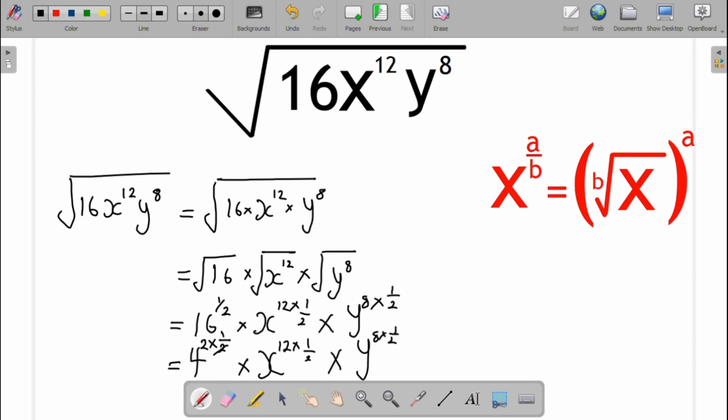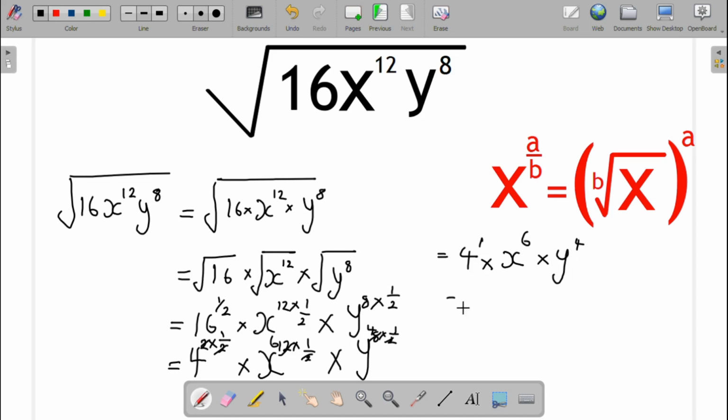Now, 2 will cancel out 2. You are left with 4 raised to power 1. Then 2 will cancel out 12, you are left with 6, and 6 times 1 is 6. So, you are left with x raised to power 6. Then 2 will cancel out 8; 2 will go into 8 four times, you are left with 4 times 1, which gives us 4. That is equal to y raised to power 4.